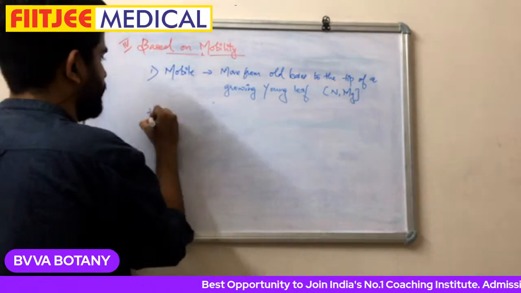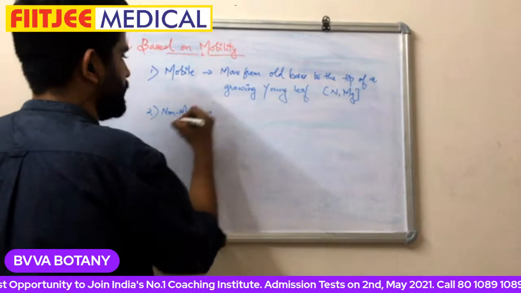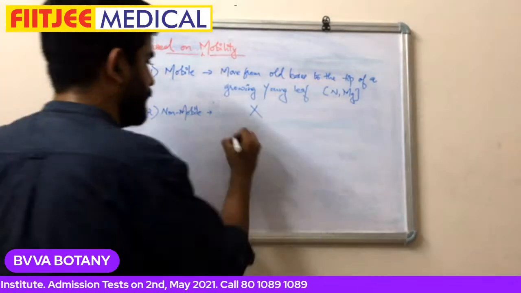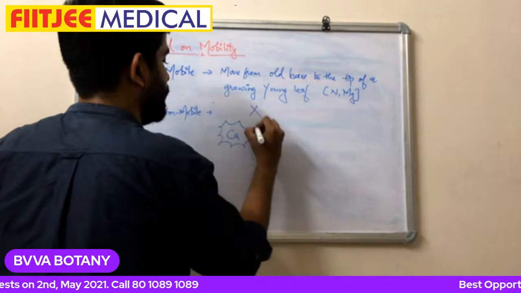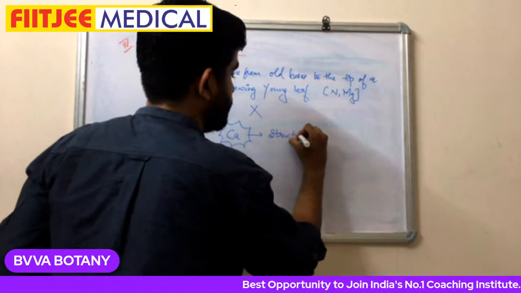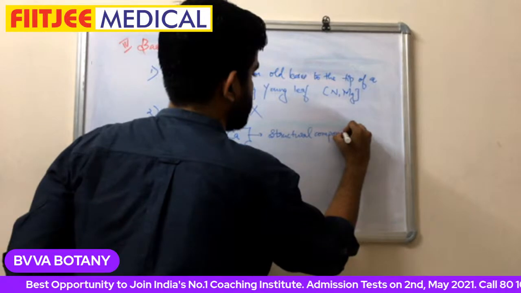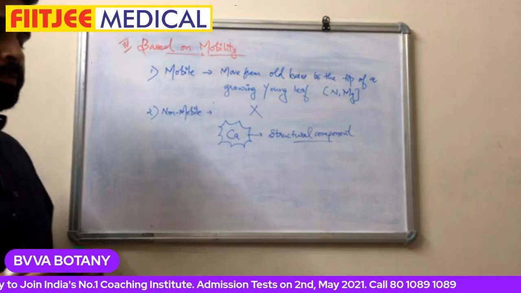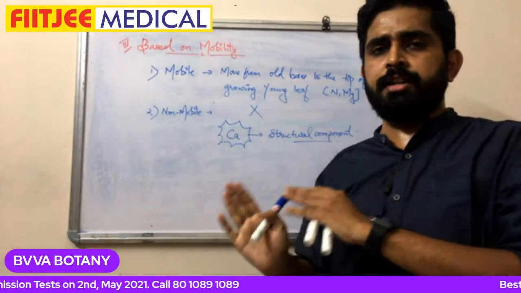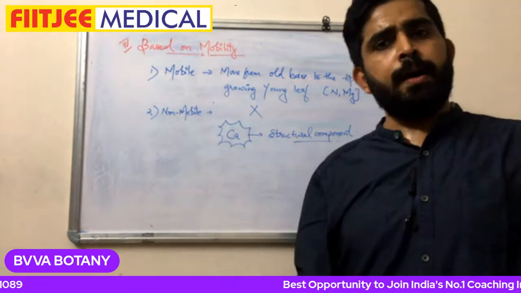Next one is non-mobile elements. The non-mobile elements, we can say, do not have the ability to move. A very important non-mobile element we are taking as an example is calcium. Why? Because calcium is a part of a structural component of the cell. In the cell chapter, you would have studied about the middle lamella. So calcium is a very important component in that. Hence we can say calcium is not able to move from one position to another. Hence under which category? Non-mobile.